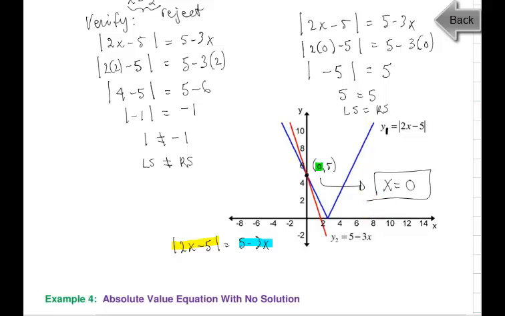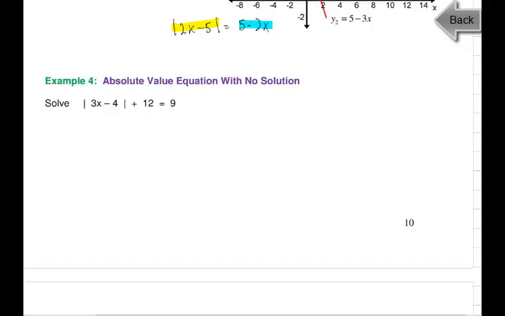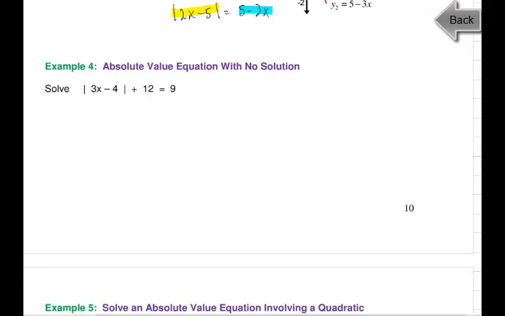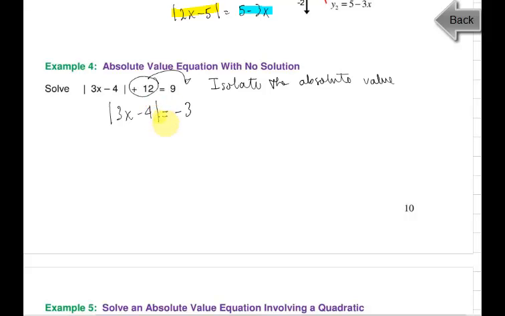All right, let's take a look at an example where we have no solution. We're taking a look at something a little simpler than example number 3. What we want to do to start with is to isolate the absolute value. So that means we want to move the positive 12 over to the right. It becomes negative, and so you are going to get negative 3 on the right, and you will have 3x minus 4 on the left.